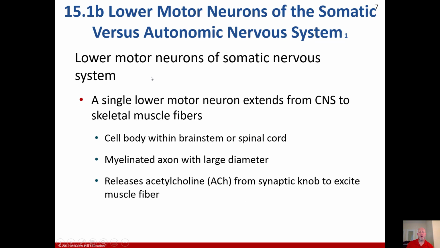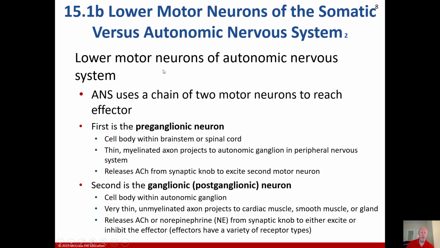And for lower motor neurons, you will need to know the lower motor neuron differentiation between the somatic and the autonomic nervous systems. That will be on your exam. A single lower motor neuron extends from the CNS to skeletal muscle fibers. The cell body is in the brainstem or spinal cord, with a myelinated axon with a large diameter, and it releases acetylcholine, as is always the case when we talk about the somatic system, from the synaptic knob to excite the muscle fiber. And the lower motor neurons of the autonomic nervous system use a chain of 2 motor neurons.